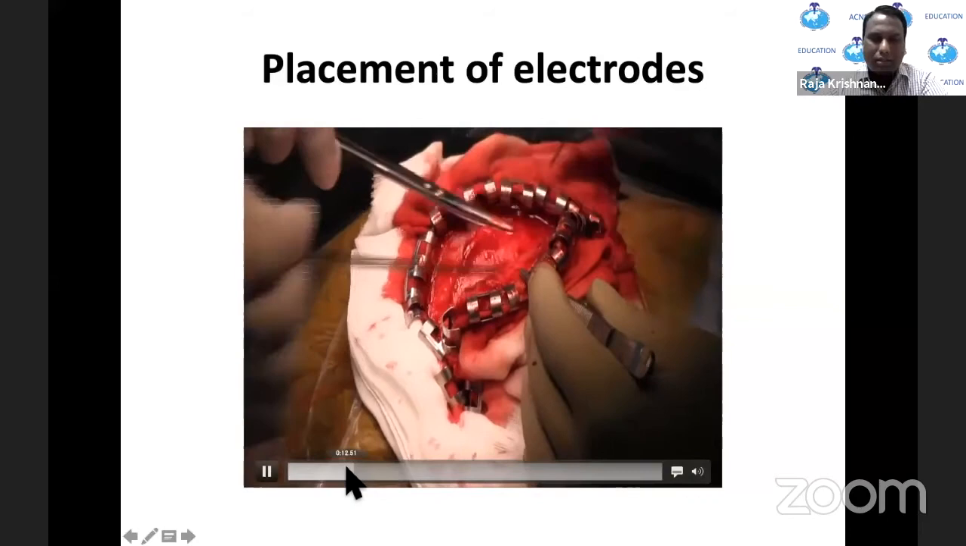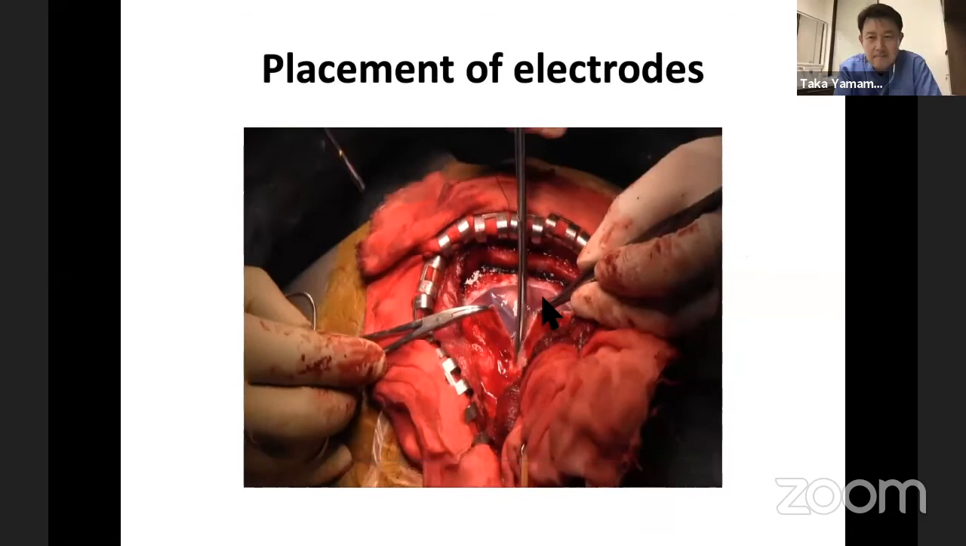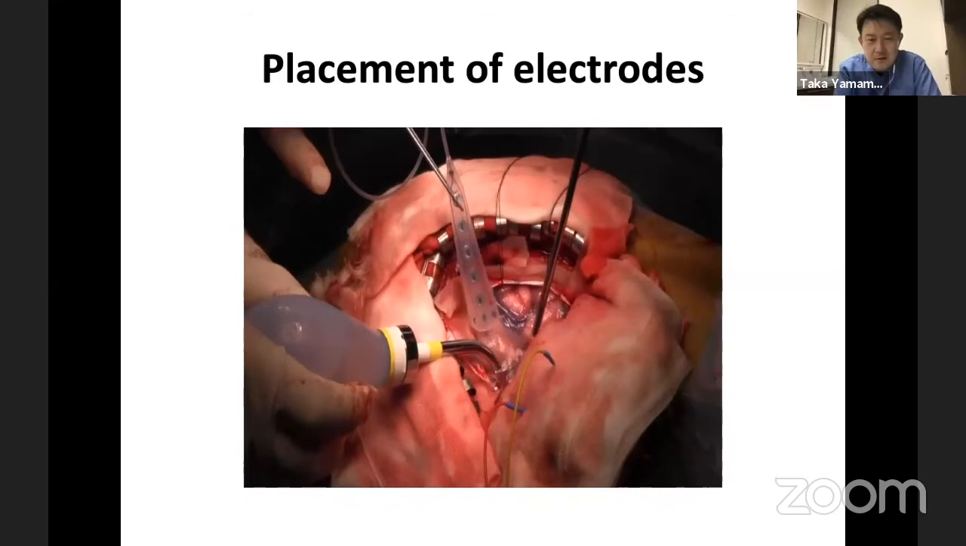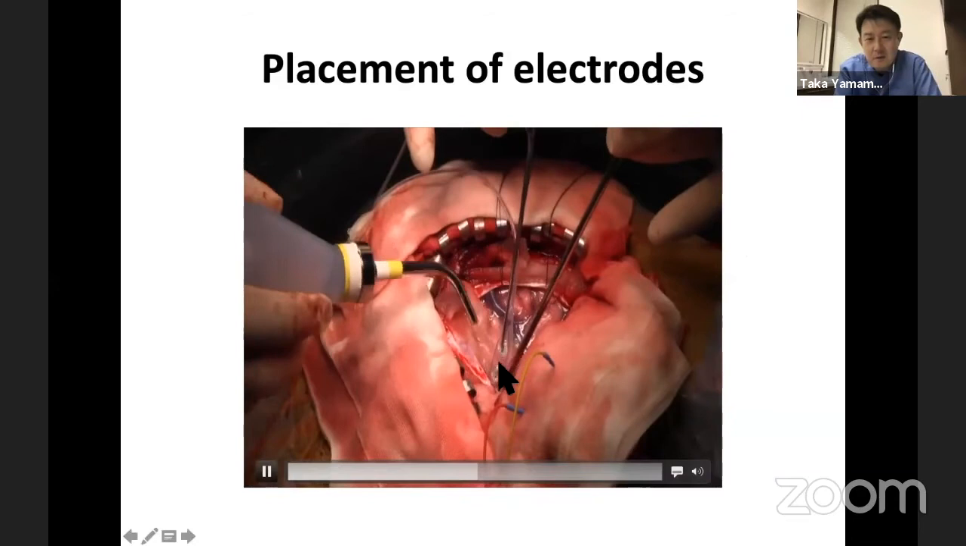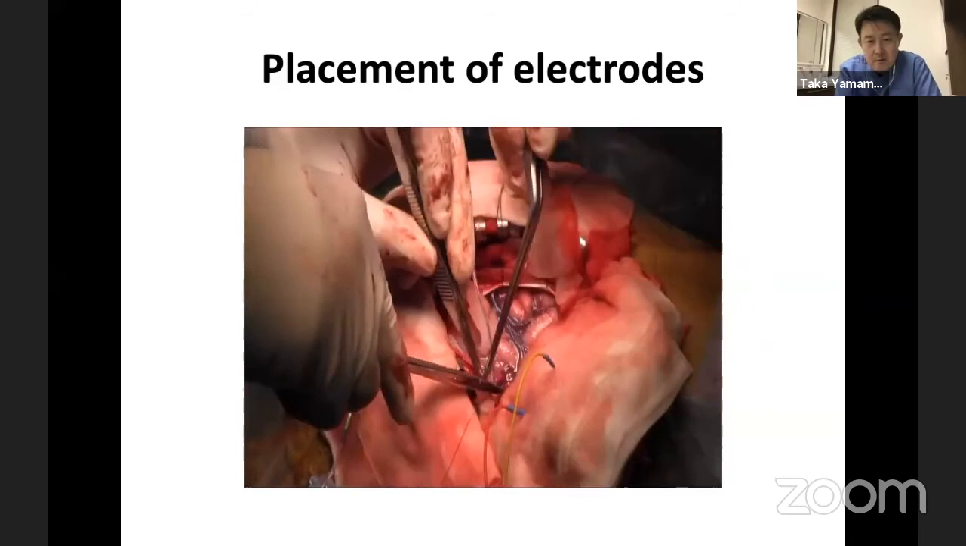Oh, it's good. Yeah, so I always obtain this periosteum for dural closure. It's used as a graft. And this is a subdural strip for the temporal lobe. I'm putting electrodes under the temporal lobe, close to the hippocampus. And I put in one stitch to prevent moving.